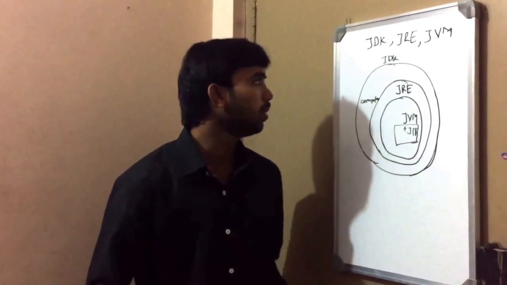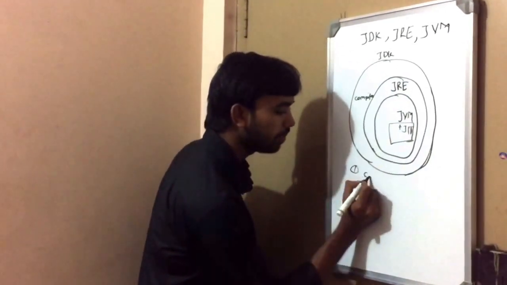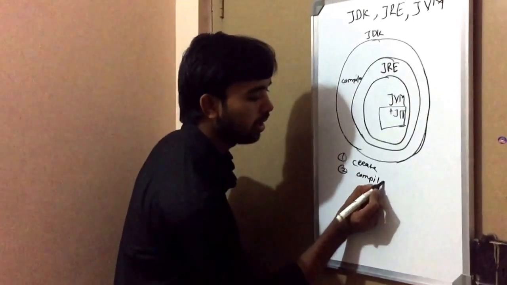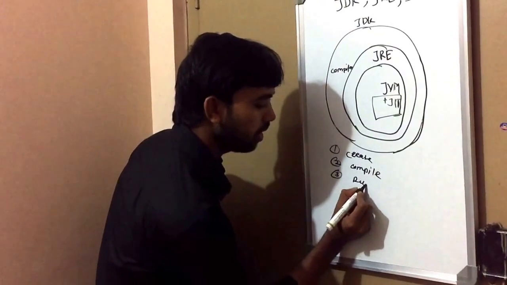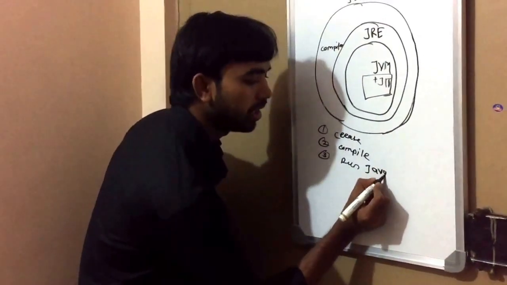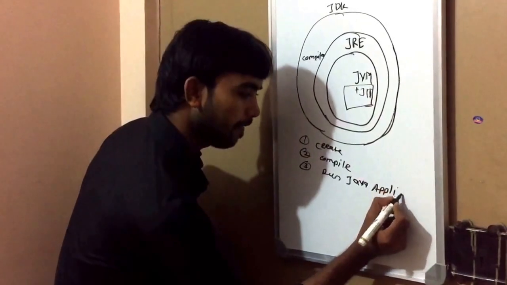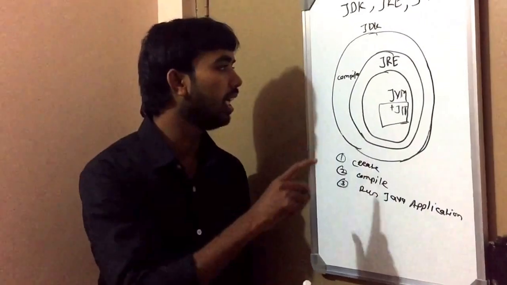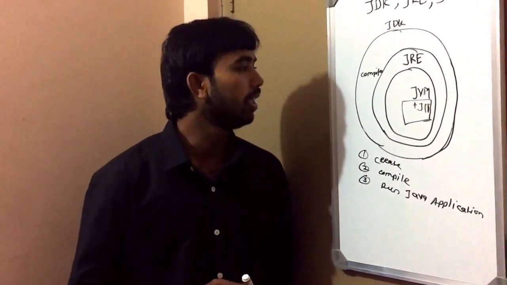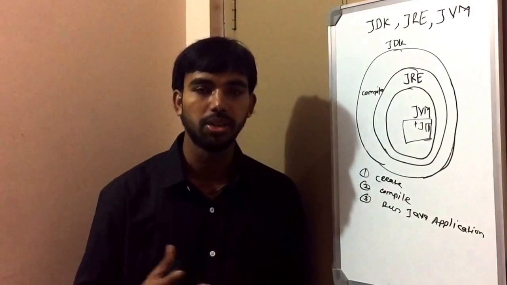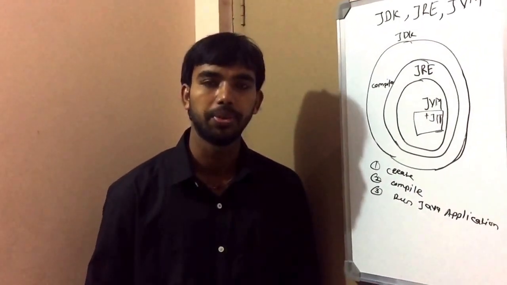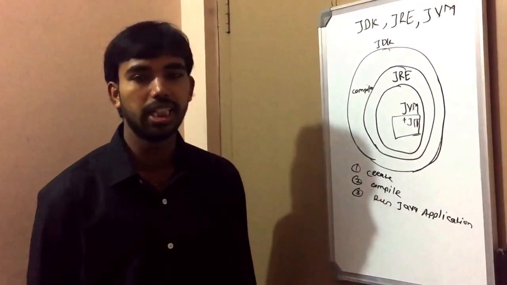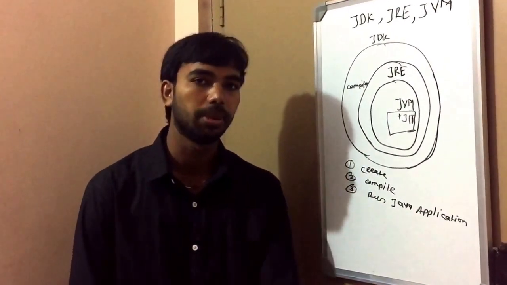So JDK is mainly used to create, compile and run our Java application. So JDK contains a JRE and a compiler. Compiler here means it contains other development toolkits, for if you are going to create a runnable Java, which are included in the JDK, which will be considered as a Java development toolkit.